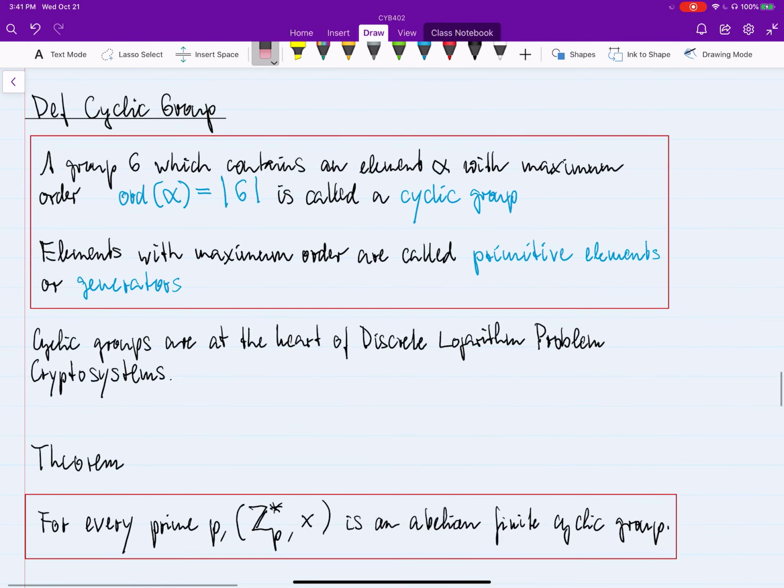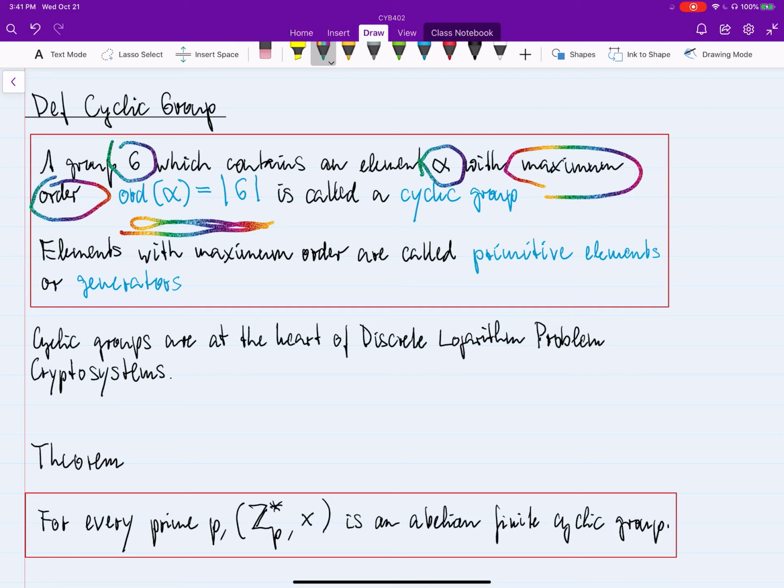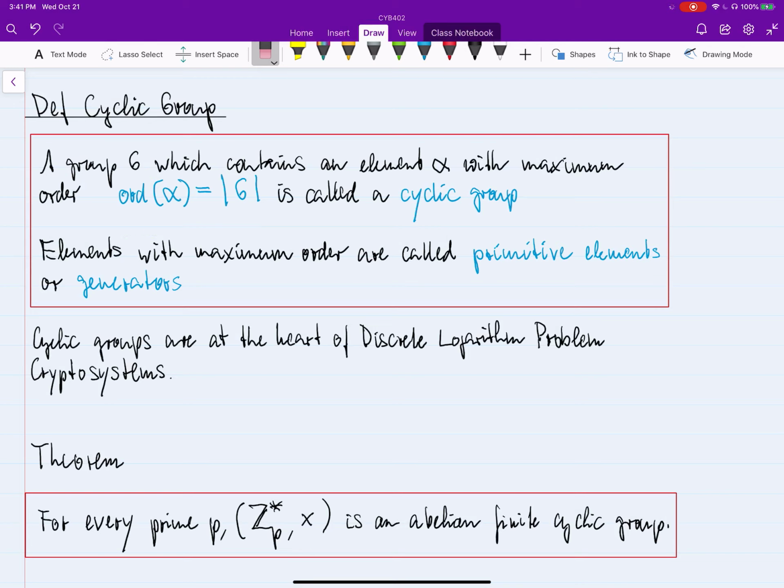So with this discussion under our belt, we can now define what a cyclic group is. So a group G, which contains an element alpha, group G, element alpha, with maximum order. This is the key here. So if the order of alpha is the order of the group, if those two are the same numbers, then this group is a cyclic group.